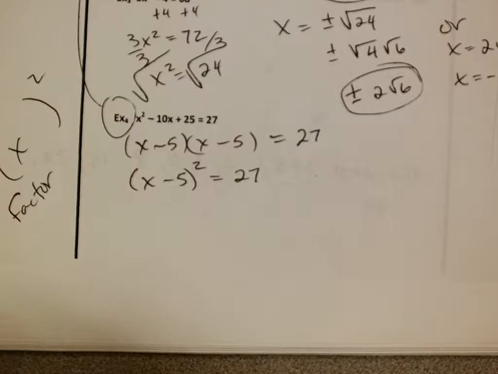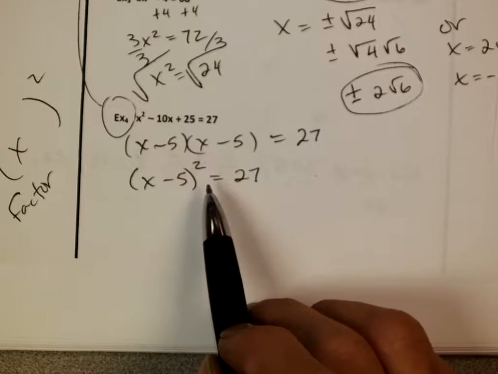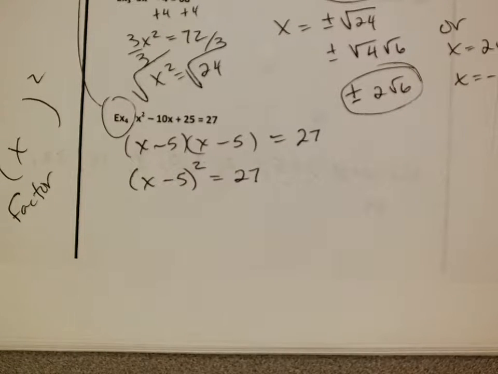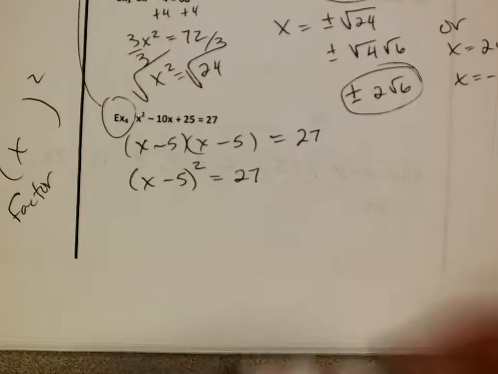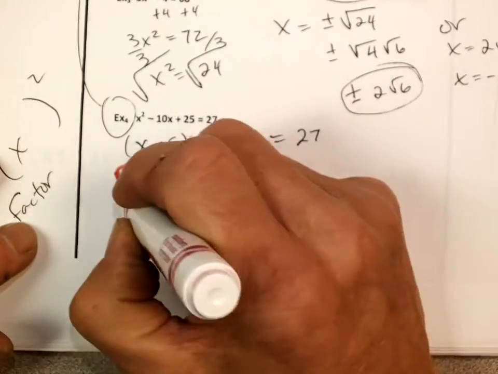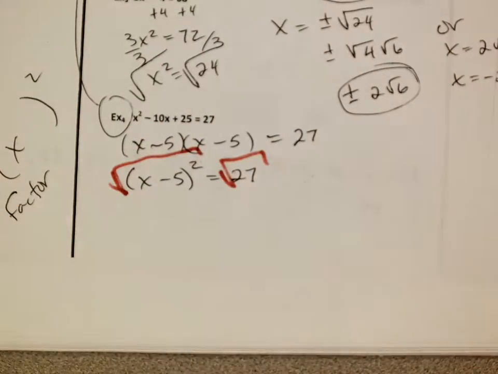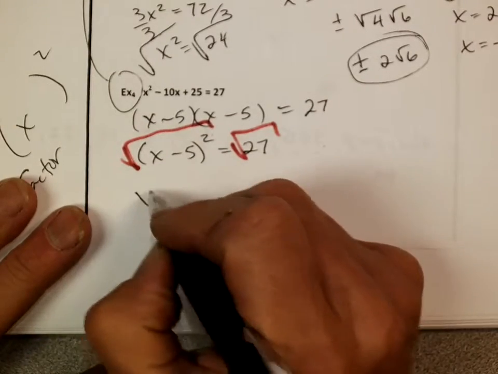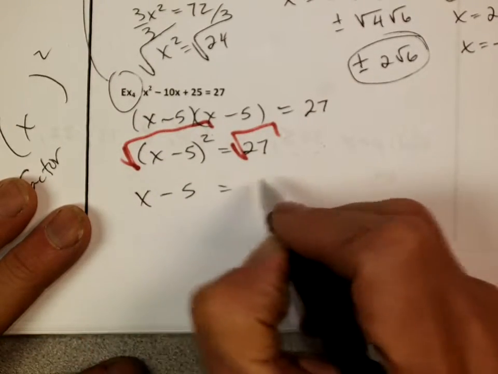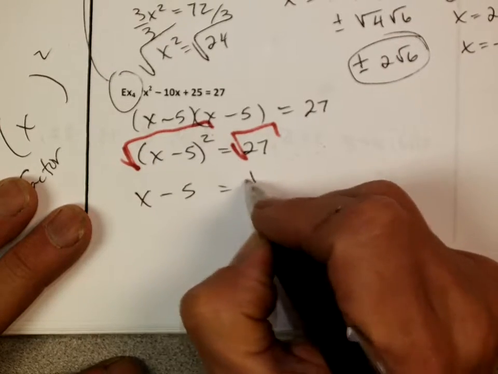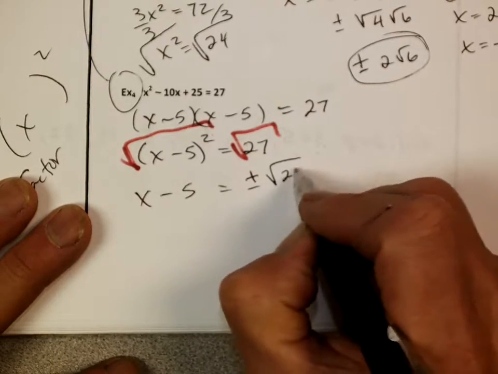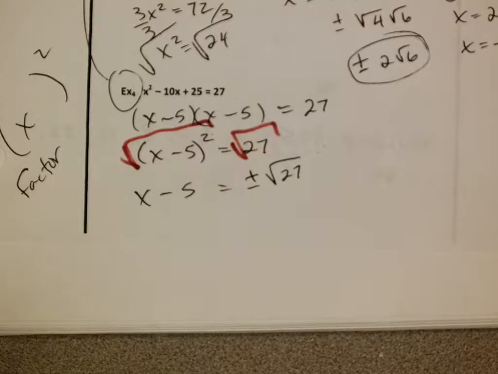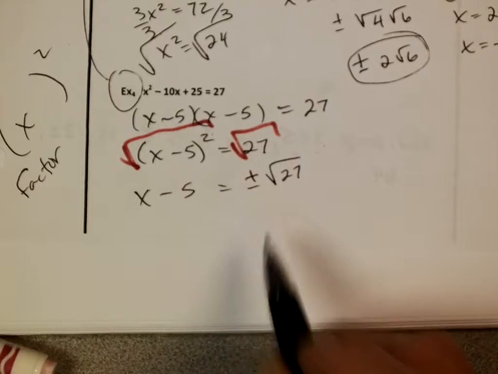Okay, now we're going to do what we did before. If I want to get rid of the square, I'm going to do the opposite. So I'm going to take the square root of that, right? Square root, okay. So the square root cancels the square, right? X minus 5 is equal to plus or minus the square root of 27. Now, plus or minus, right? Because you have to have two answers. I got both, positive and negative.